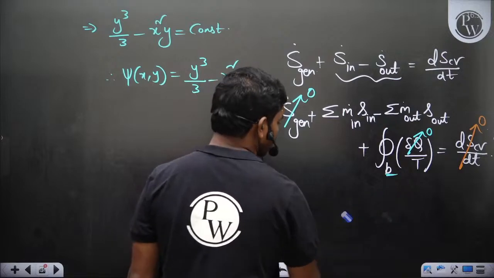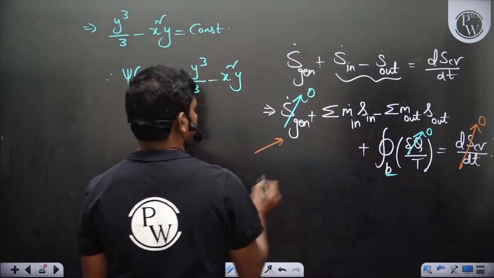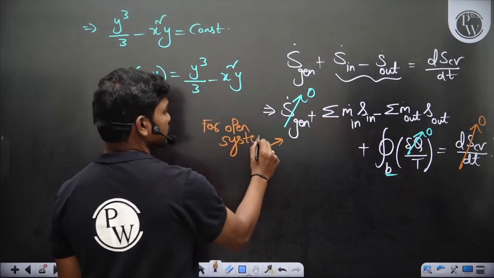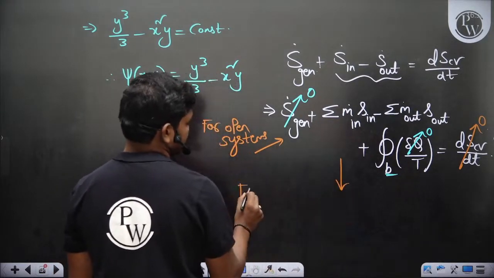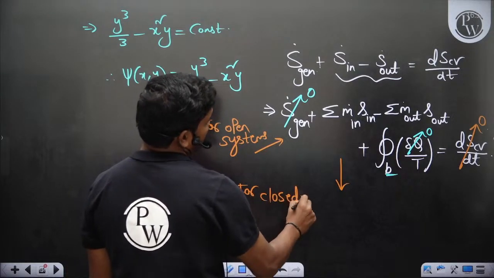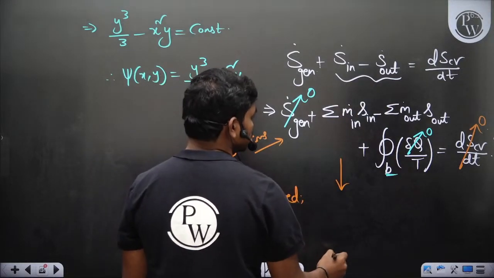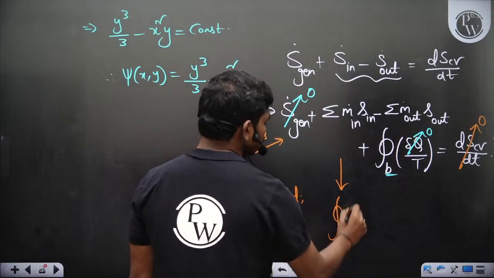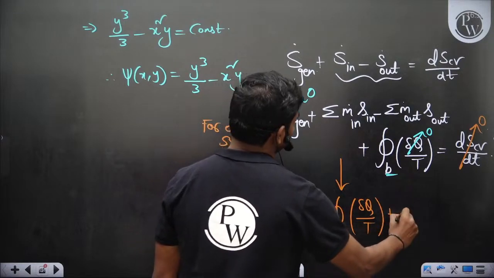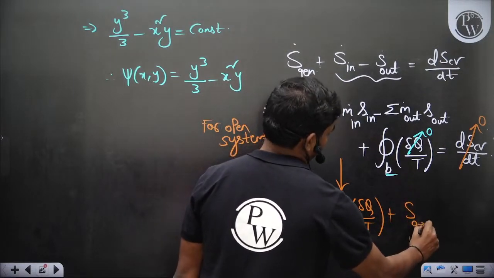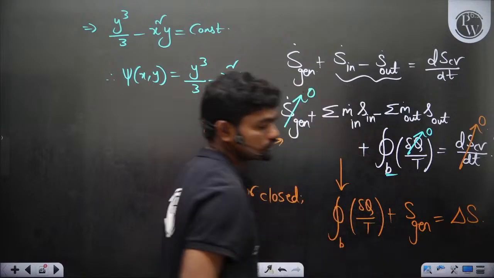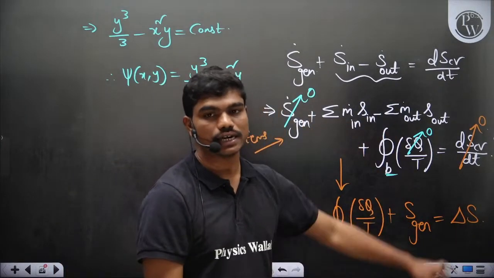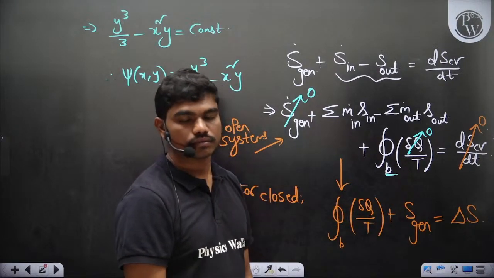That's when you get, so this is for open systems where there is mass, heat exchange, everything. So for closed systems, the mass terms will go. Therefore you have the cyclic integral over the boundary of del Q by T plus entropy generation is equal to delta S. That's all. Okay, if it's a reversible process, this Sgen is 0. So delta S is equal to the integral of del Q by T.